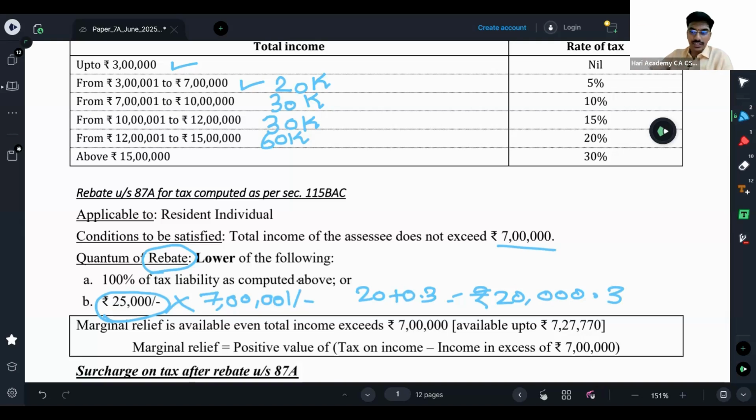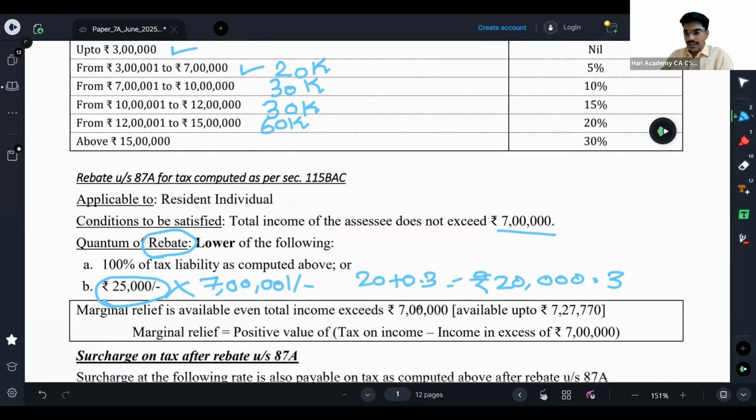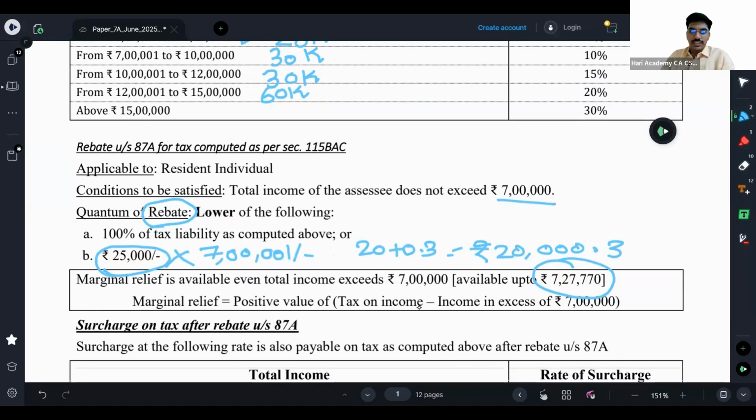Earlier, it was there for surcharge. It was not there for rates of tax because it will be similar only. But for surcharge, we had it. Now, in the new scheme of taxation, even for this rebate, the marginal relief is being given. This is in relation to rebate, and if your income is up to 7,27,770, you have to check if there is a marginal relief. So basically, up to 7 lakhs, your tax will be nil. From 7 lakhs to 7 lakhs 27,770, your total tax liability will not be more than the excess income which is being earned. Right? This is in relation to the marginal relief.